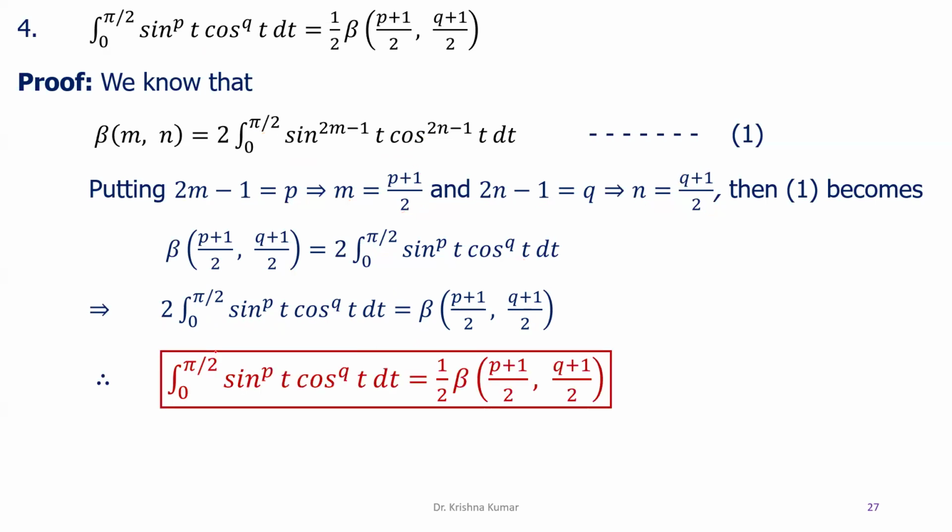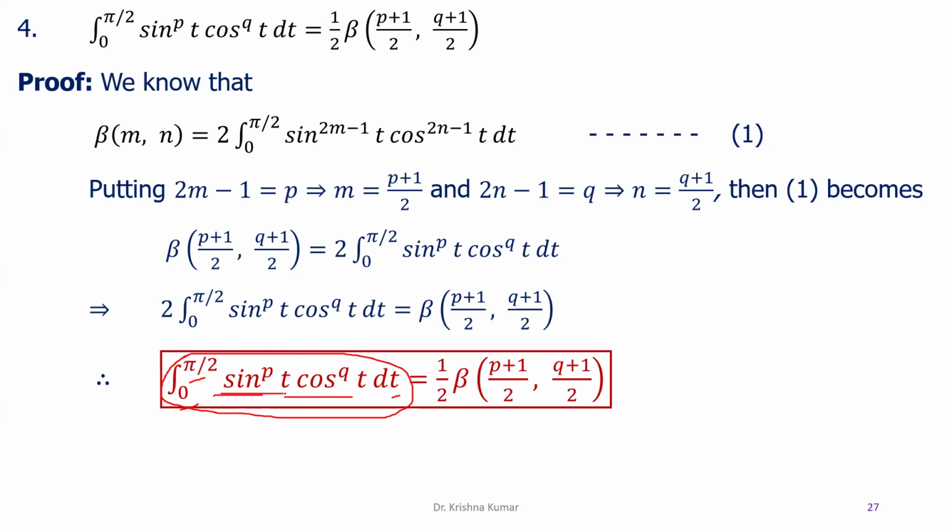Therefore, the integration of sin^p t cos^q t under the limit 0 to pi by 2 with respect to t is equal to 1 upon 2 beta of (p plus 1)/2, (q plus 1)/2. So this result shows the generalization of the reduction formula we have already seen.